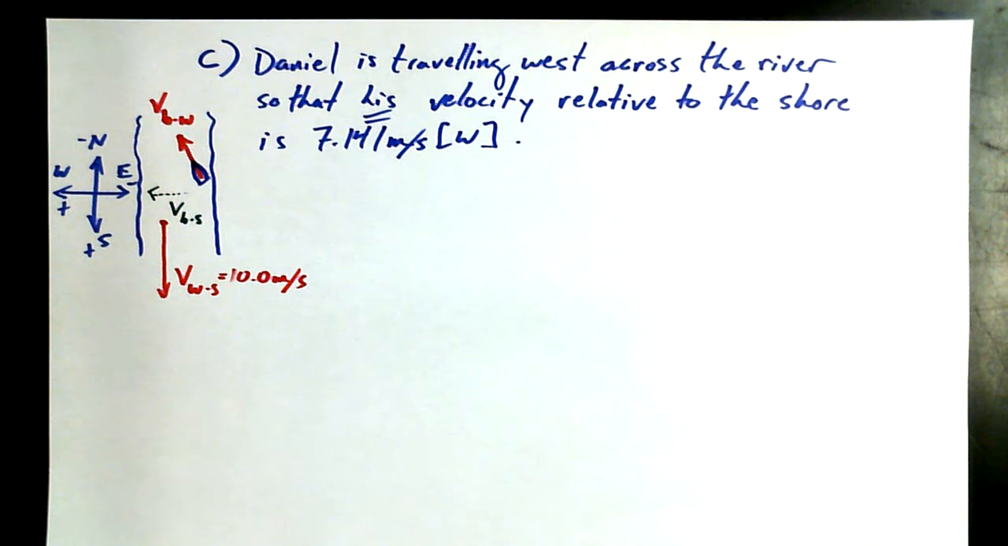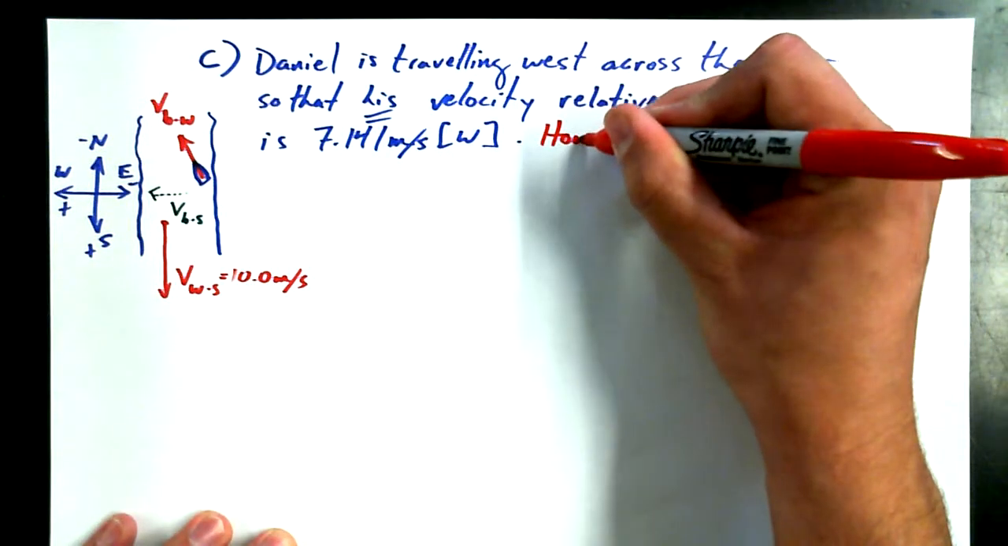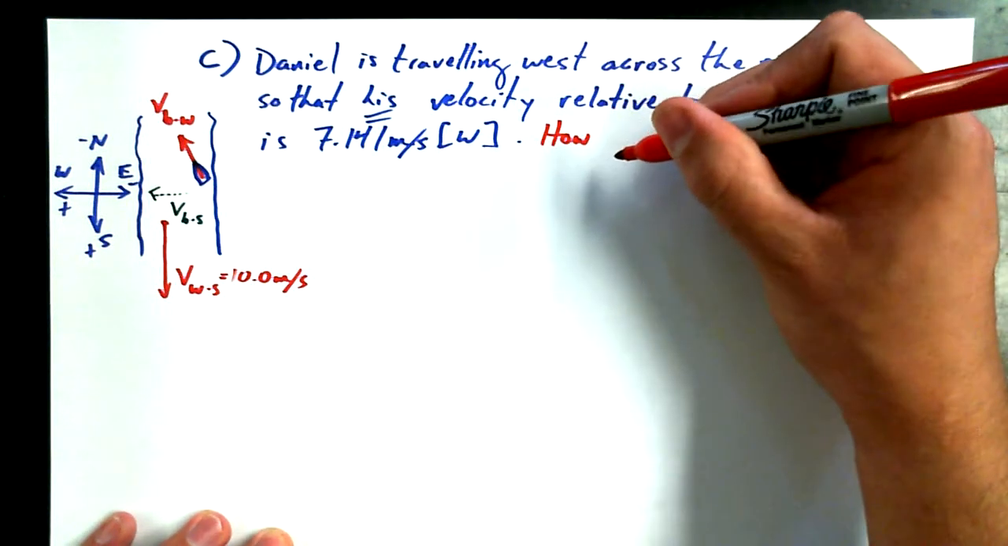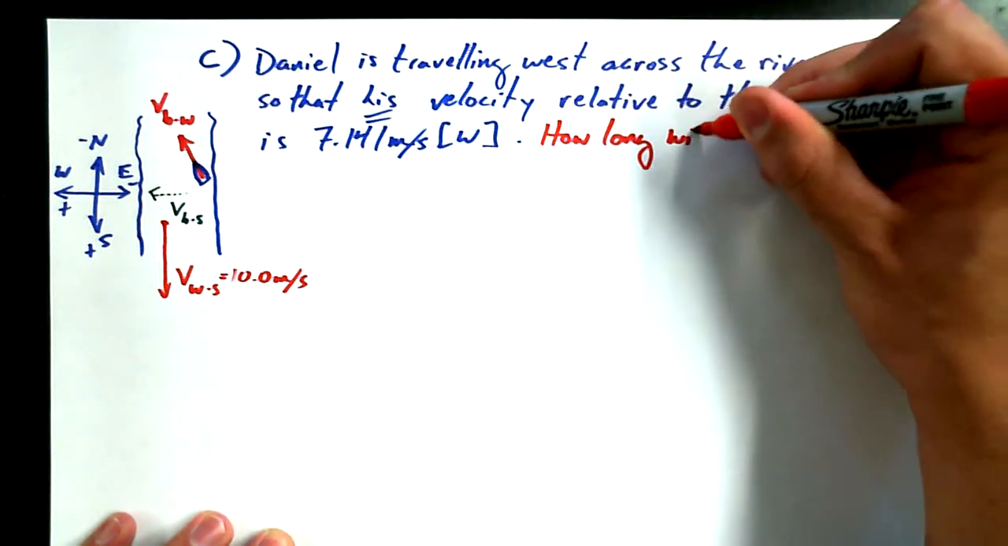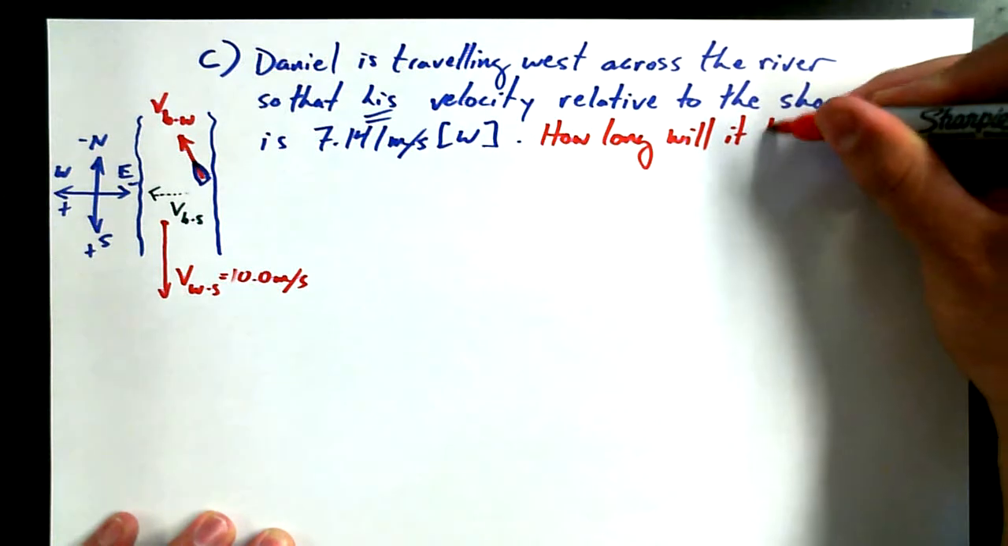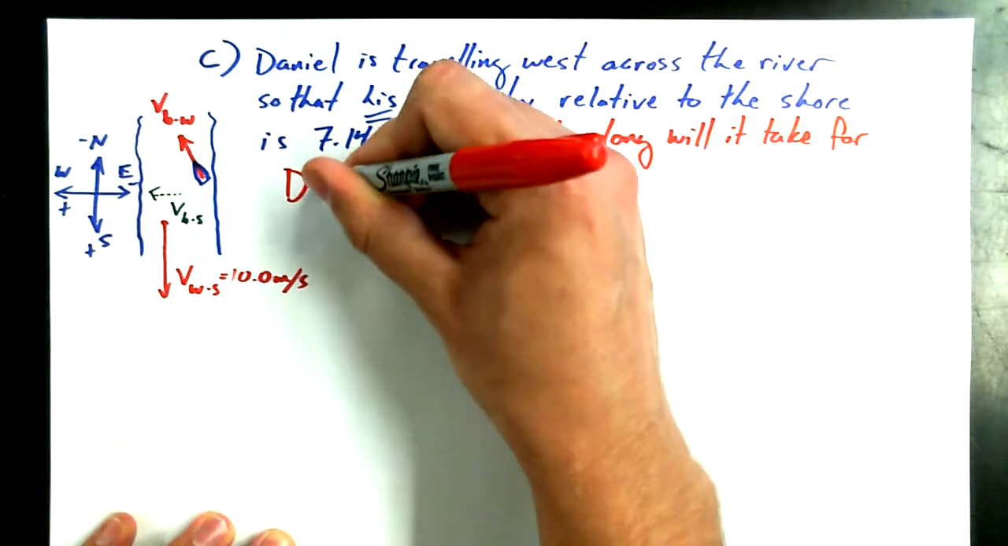We're going to call west positive and south positive just for argument's sake here. And we haven't stated a question yet. What I would like to figure out is, did we figure this out yet? Yeah, how long it takes for Daniel to cross the river. How long, and when I say how long, I don't mean a length, I mean a length of time. How long will it take for Daniel to cross the river?